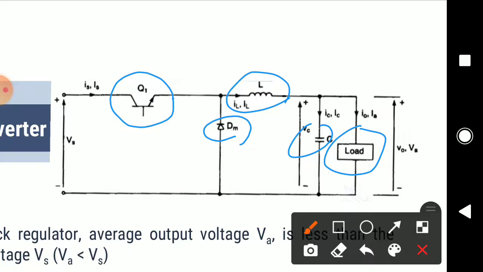You have a transistor, or you can just say that it is a switch. Instead of the BJT, you can use a MOSFET, an IGBT, or a GTO. It doesn't matter, but according to some applications, you can change the devices according to your requirements. So over here, you can see you have a switch, a diode DM, an inductor, and a capacitor. The diode is a freewheeling diode.